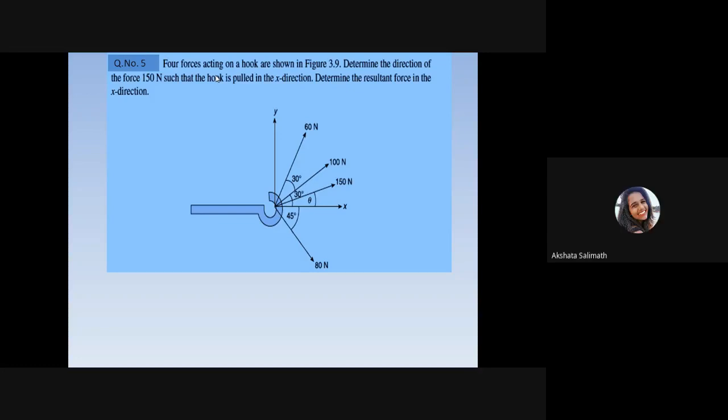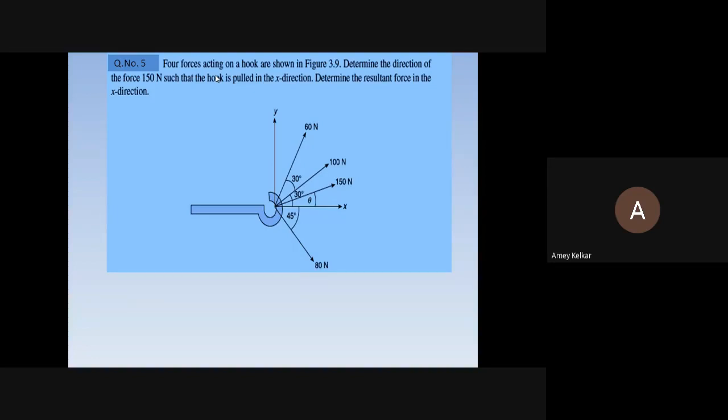Summation of fx is R, and summation of fy is 0. Correct, very good. Summation of fx is R and summation of fy is 0 because the hook is pulled towards the x direction. Hook is pulled towards the x direction means the resultant is acting towards the x direction. Summation of fx is equal to R, summation of fy is equal to 0.